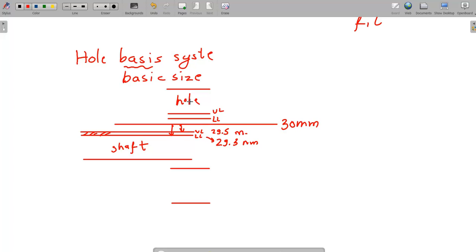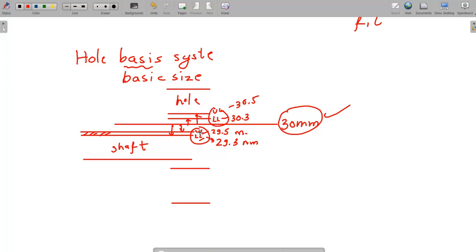Now in case of hole, again we will decide our lower limit and upper limit with respect to basic size. So this can be somewhere in between 30.3 and upper limit 30.5. Okay, so for both shaft and hole, basic size will always remain the same. Only the upper limit should definitely be different, the lower limit should be different. For shaft it is different, for hole it is different.